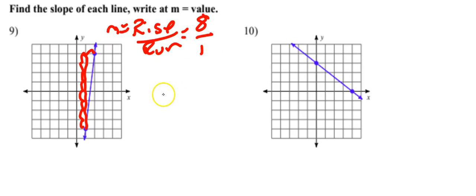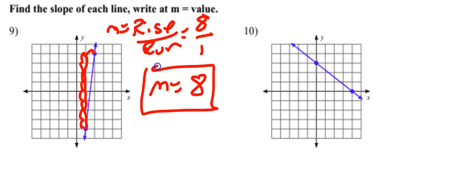So what is my slope here? It's just very simply, so the slope is 8. It was 8 over 1, and we know that that can be reduced to 8.